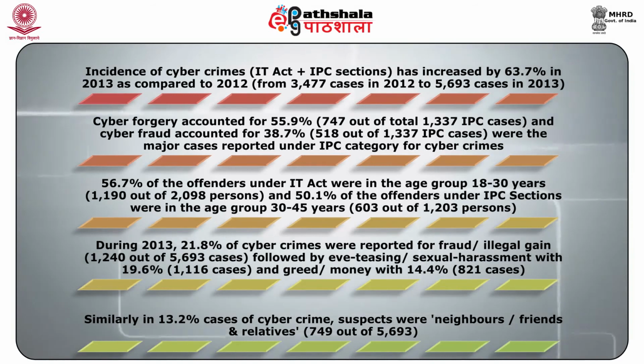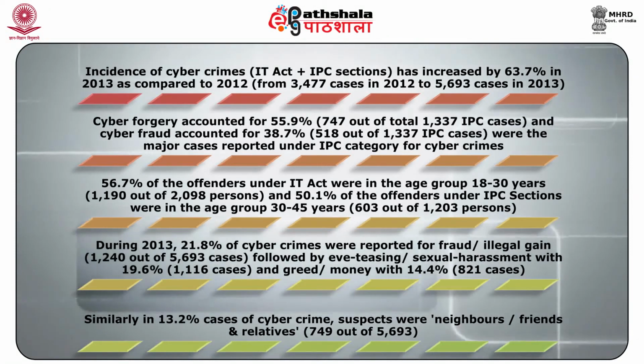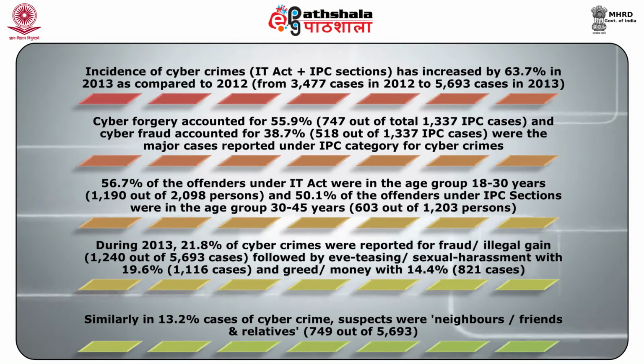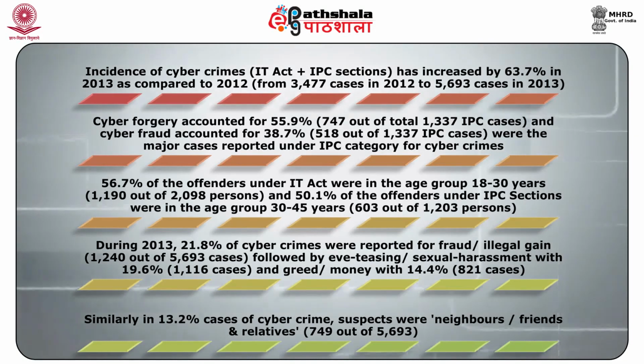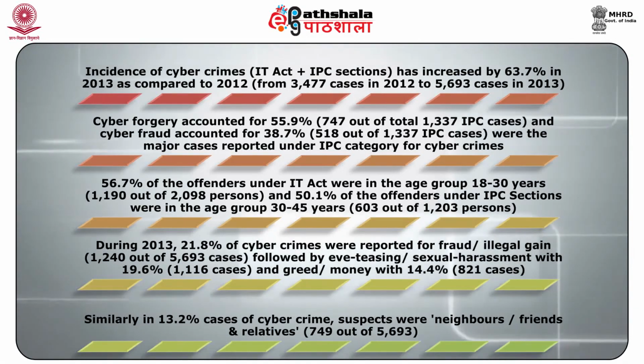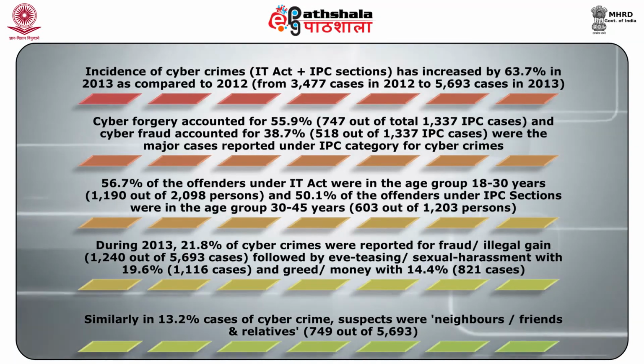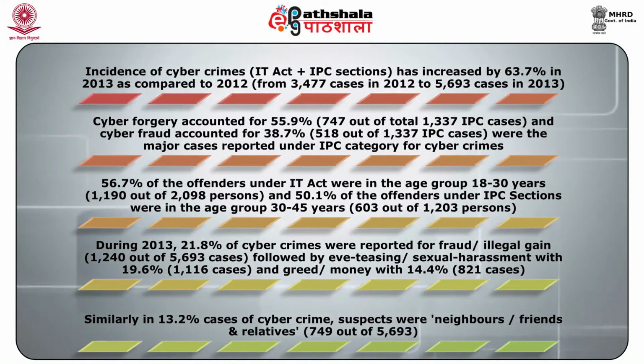56.7% of the offenders under the IT Act were in the age group of 18 to 30 years, 1,190 out of 2,098 persons, and 50.1% of the offenders under IPC sections were in the age group of 30 to 45 years, 603 out of 1,203 persons. During 2013, 21.8% of cyber crimes were reported for fraud, illegal gain, 1,240 out of 5,693 cases, followed by eve teasing, sexual harassment with 19.6%, the number of cases were 1,116, and greed for money with 14.4%, and the number of cases was 821. Similarly, in 13.2% cases of cybercrime, suspects were neighbors, friends and relatives, 749 out of 5,693.